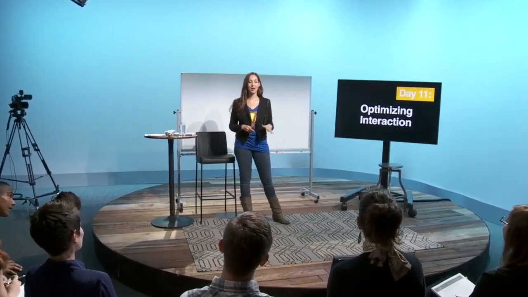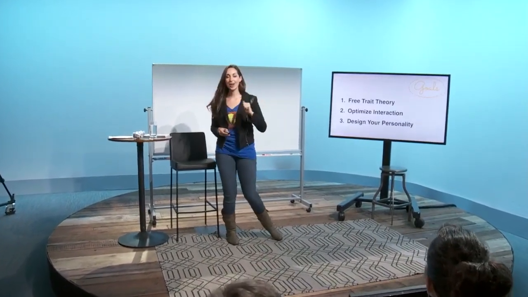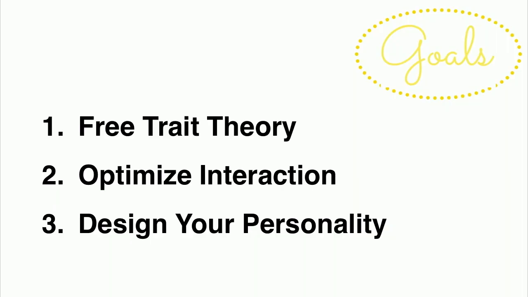Today we are talking about optimizing interaction and personality. And our goals today are threefold. First, I'm going to teach you the Five Factor theory. And this is going to help us optimize our interaction and show us how we can design our personality to be exactly what we want it to be.